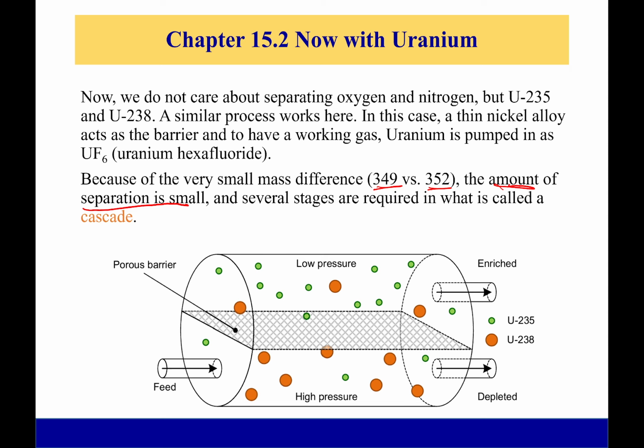So how do we deal with this? Well, we deal with it using what's called a cascade. So we have several stages. How many? A lot. To get it to a particular enrichment level. So if I want 90% U-235, well, that's going to take a bunch of stages. If I want 3%, a different amount. But still, I'm going to have to use a bunch of stages to use this process to get where I want to go.